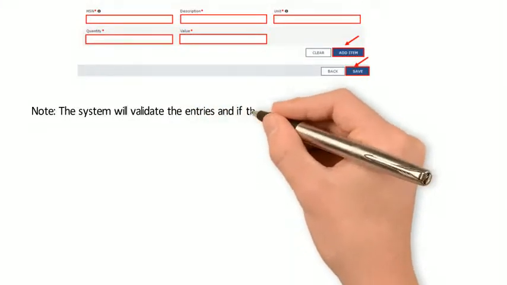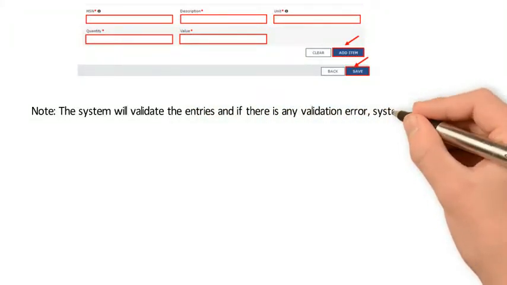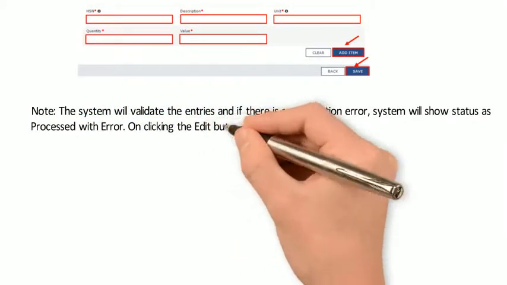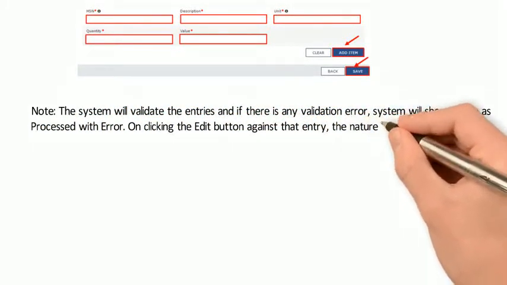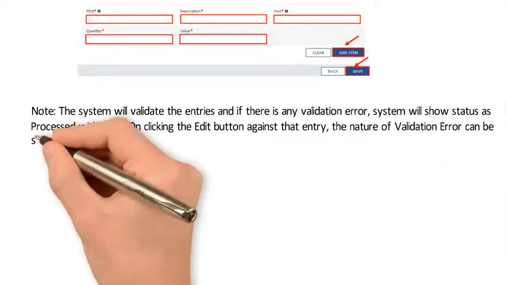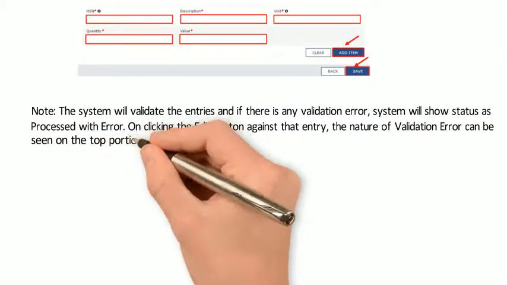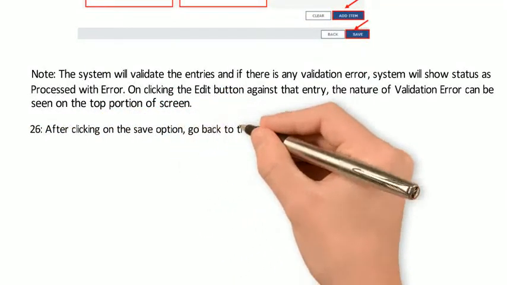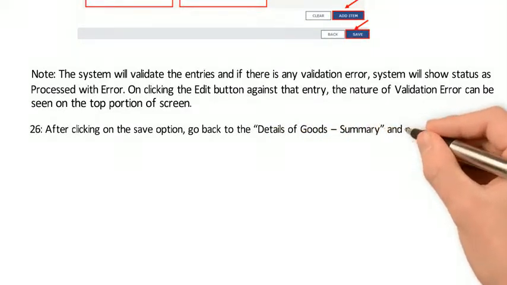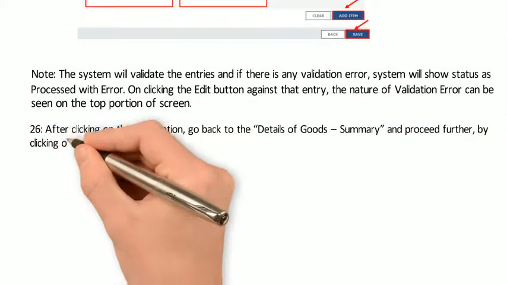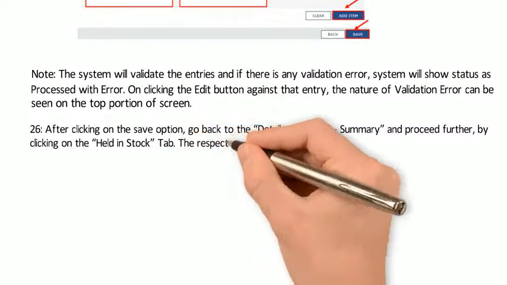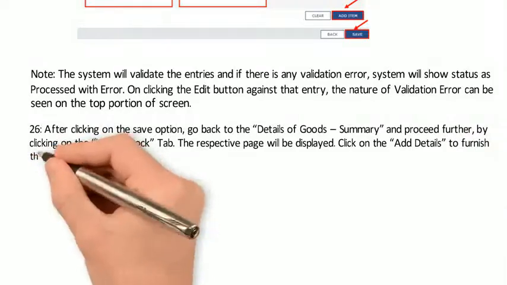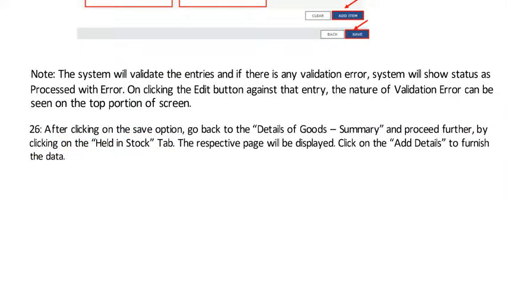Note: the system will validate the entries, and if there is any validation error, the system will show the status as processed with error. On clicking the Edit button against that entry, the nature of the validation error can be seen on the top portion of the screen. 26. After clicking on the Save option, go back to the Details of Goods summary and proceed further by clicking on the Held in Stock tab. The respective page will be displayed. Click on the Add Details to furnish the data.